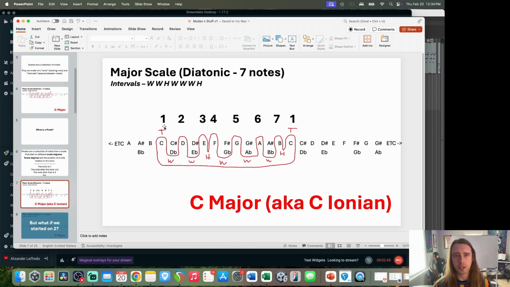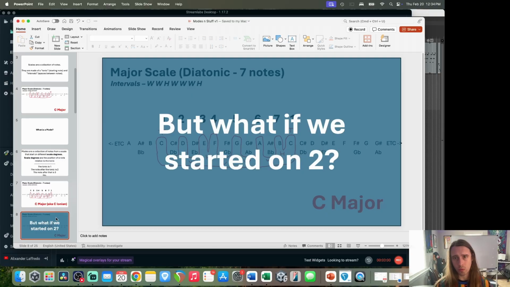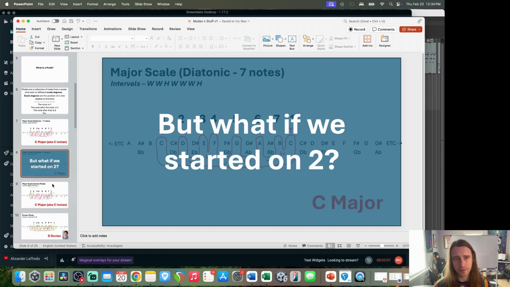Here we go. I showed it again. C is 1, D is 2, E is 3, F is 4, G is 5, A is 6, B is 7, and then C is back to 1. But here's where modes come into play. What if we started instead on C, which is 1, what if we made D the tonic? So what if we started on 2?